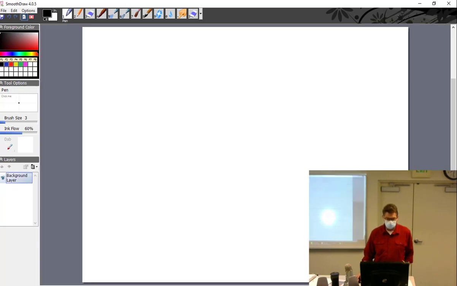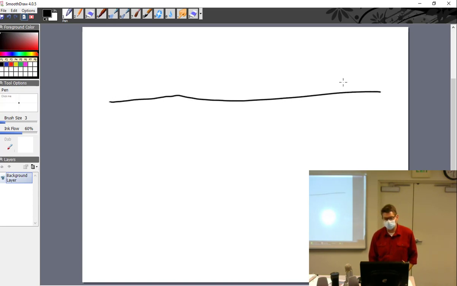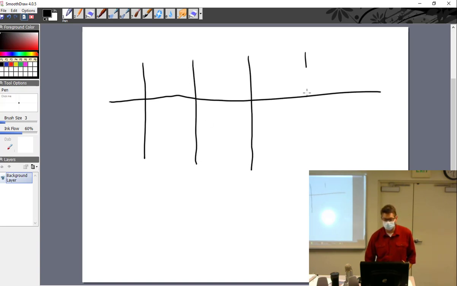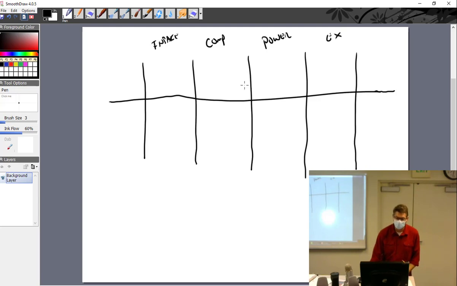I'm going to go to this piece of paper right here. And if I do this right, let's see. Normally I do it on the board, so we'll see how it goes. This 1, 2, 3, 4. Perfect. All right. So we'll call this intake, compression, power, and exhaust. These are my strokes.